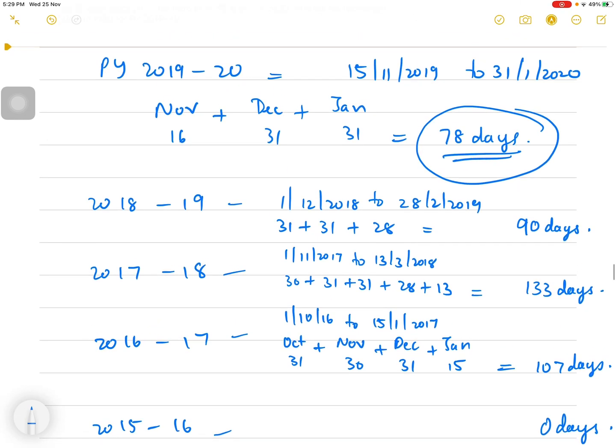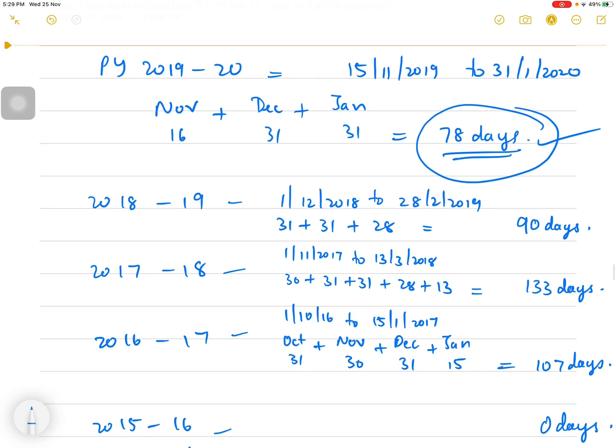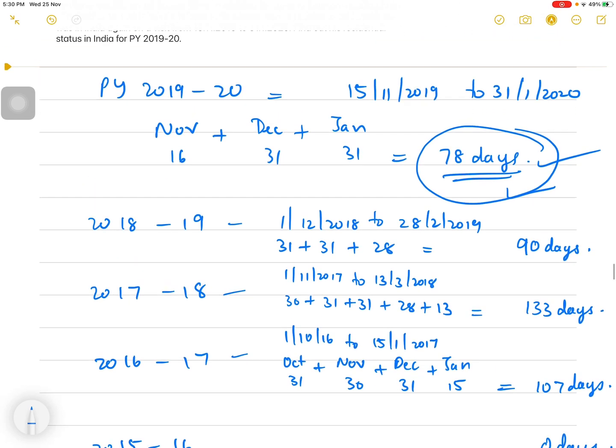His stay in India during the previous year is less than 182 days. Therefore, he does not satisfy the first basic condition. His stay in India during the previous year is more than 60 days, but his stay in India 4 years preceding the previous year is less than 365 days. Therefore, he does not satisfy the second basic condition also. So he is non-resident. Okay.